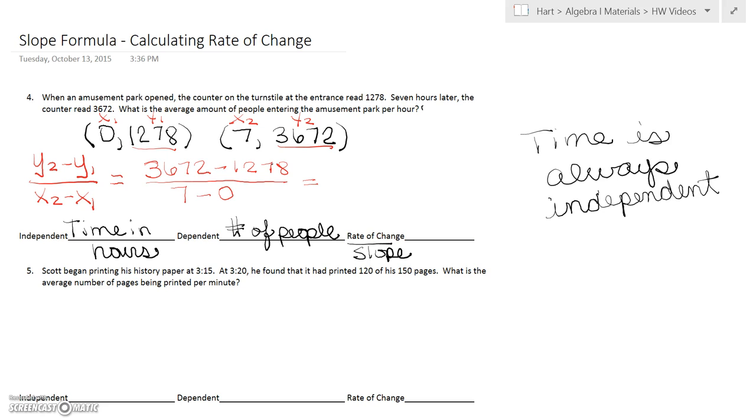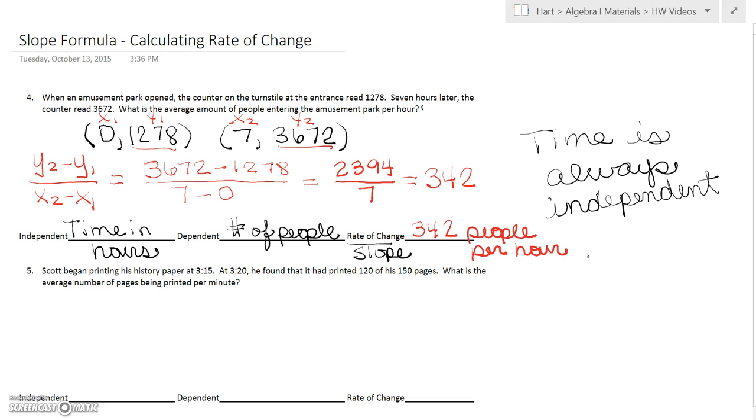Okay, so when we subtract the top, we end up getting 2,394. And then obviously 7 minus 0 is 7. Then we divide, and you would end up with 342. So that is our rate of change, 342, but we have to figure out the units. So since we're talking about people coming into a park, that would be people per hour. And that's the first problem.